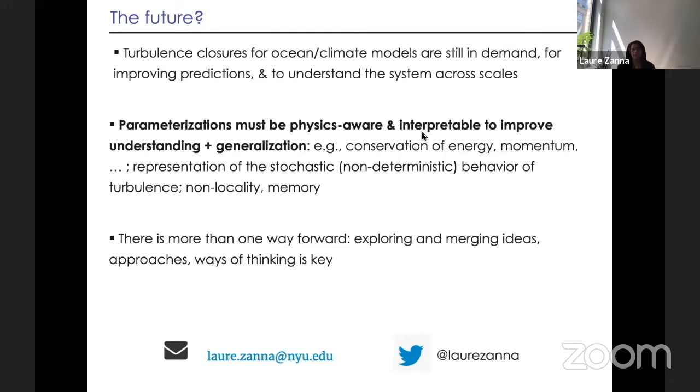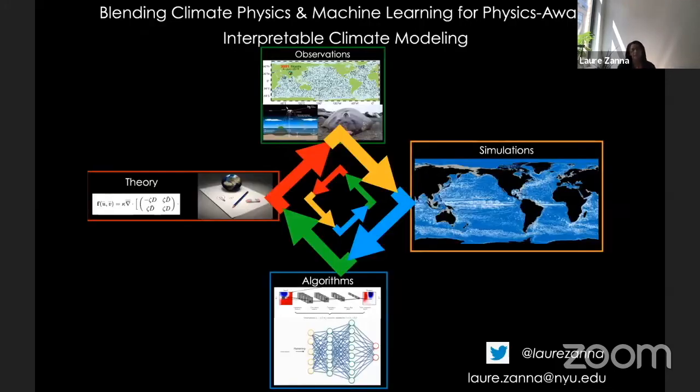So exploring and merging ideas, whether it's discovering equations, coming up with a new theory, or adding randomness or stochasticity, all of them are important. And this kind of combining simulation, observation, theory, and algorithm should be the way forward when we want to improve climate modeling. I'll leave it at that and take questions if there are any.